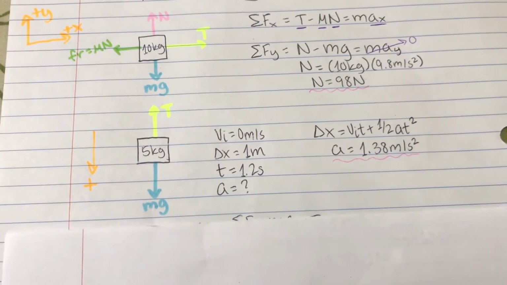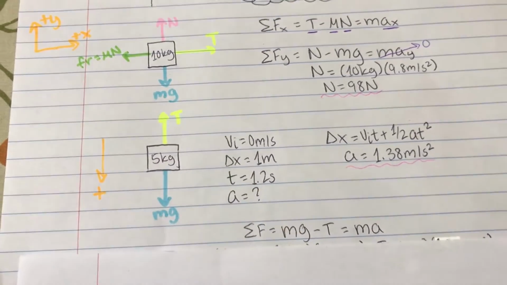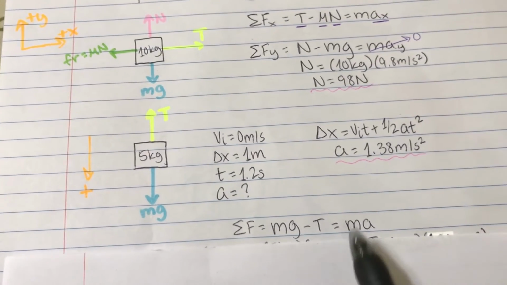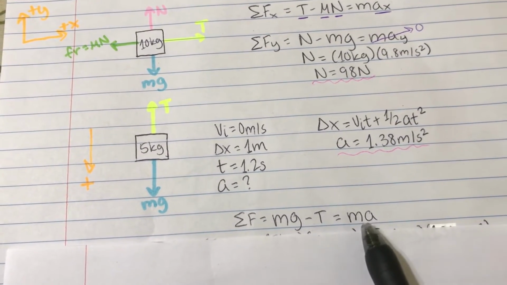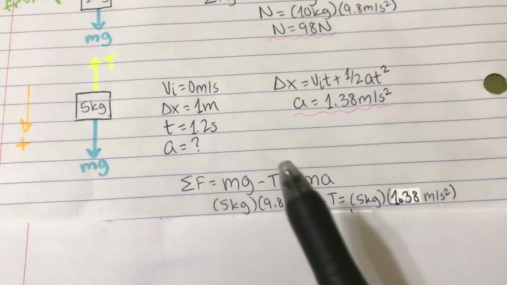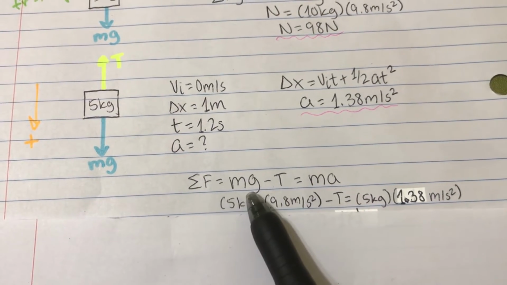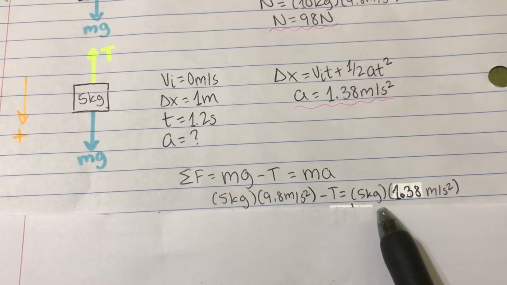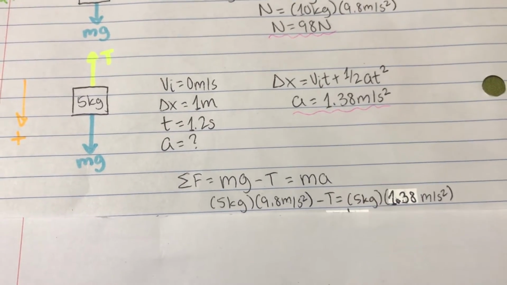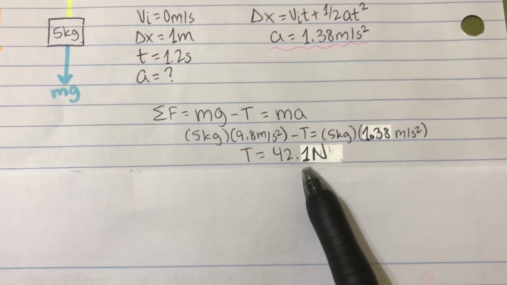And we can do that using our force equation. So the force is equal to mass times gravity minus T because it's going down, and that means that the mass times gravity is greater than T, and it's equal by Newton's second law to m times a. When we plug in all our knowns, we get that 5 kilograms times 9.8 meters per second squared, which is mass times gravity, minus tension is equal to 5 kilograms times 1.38 meters per second squared, which we got up here using the kinematic equation. By doing this, we get the tension is equal to 42.1 newtons.